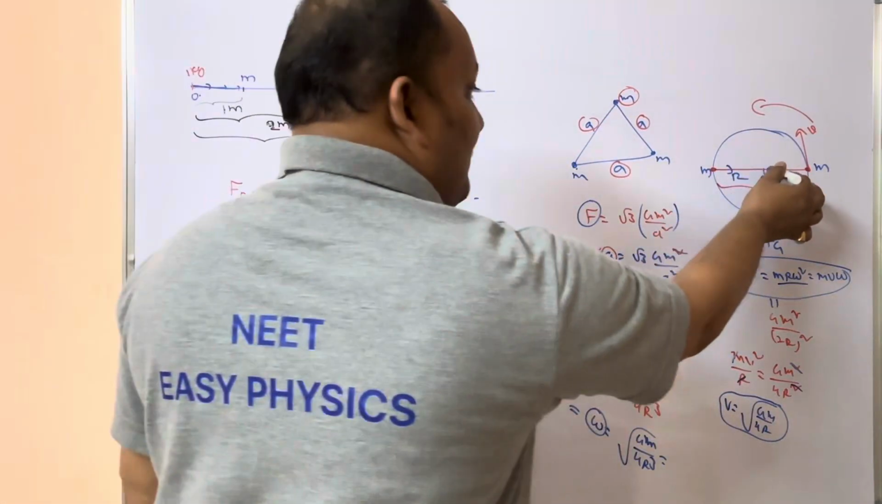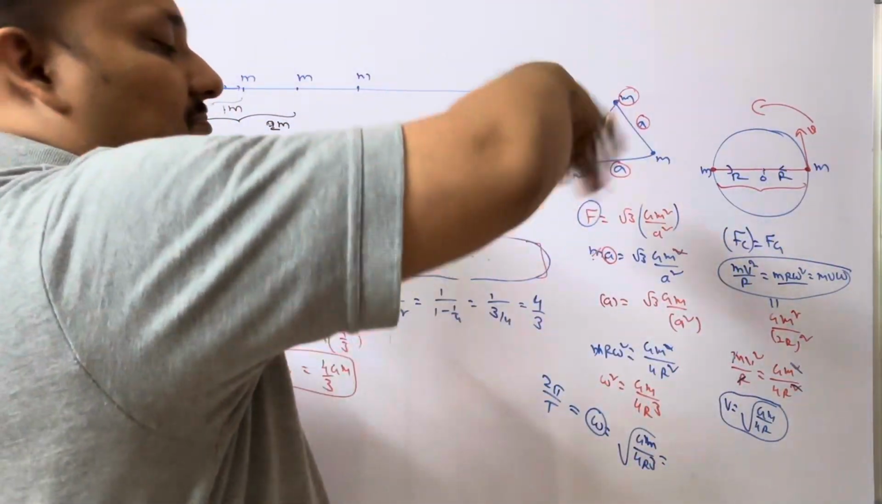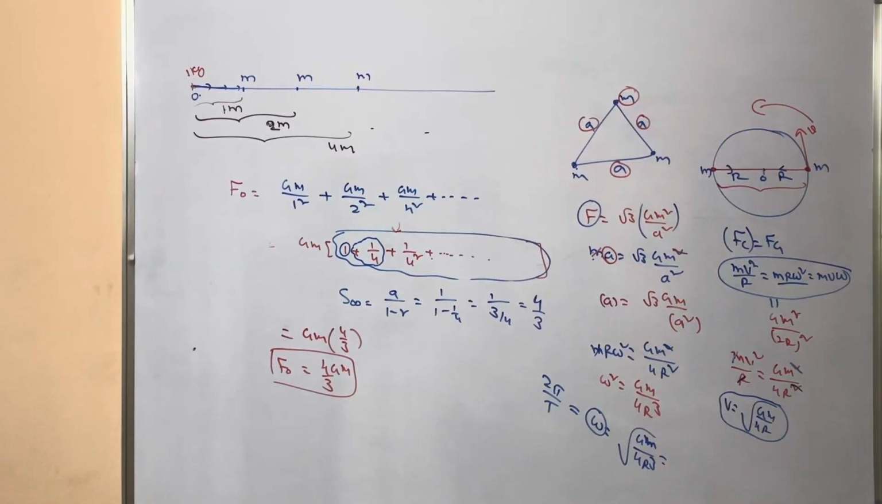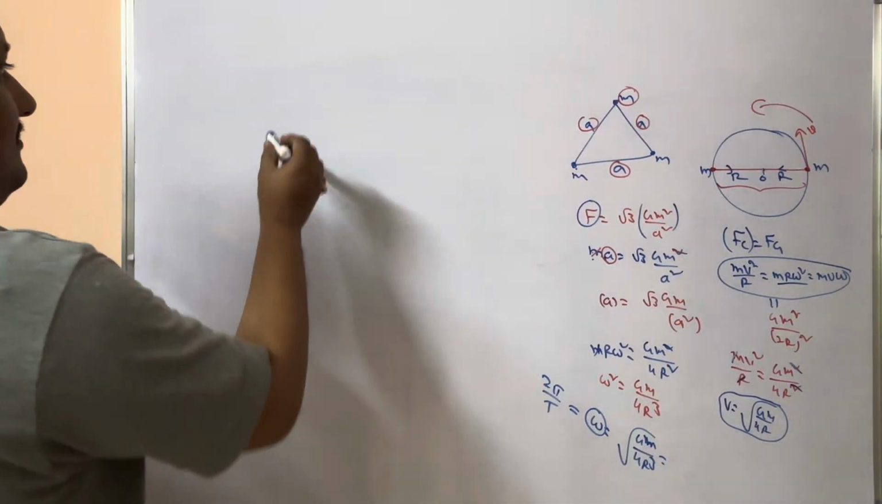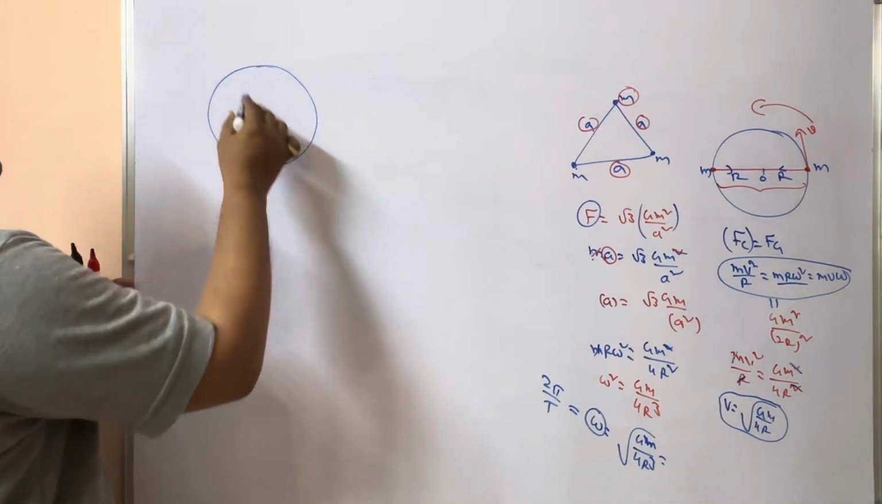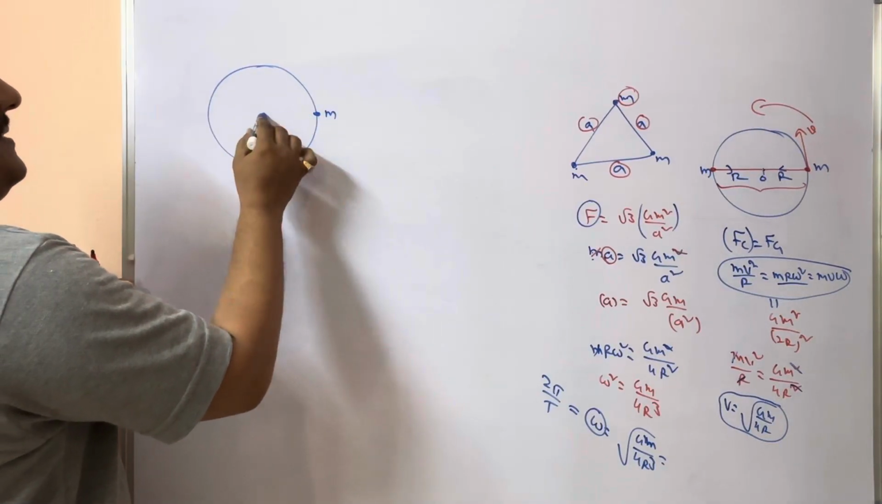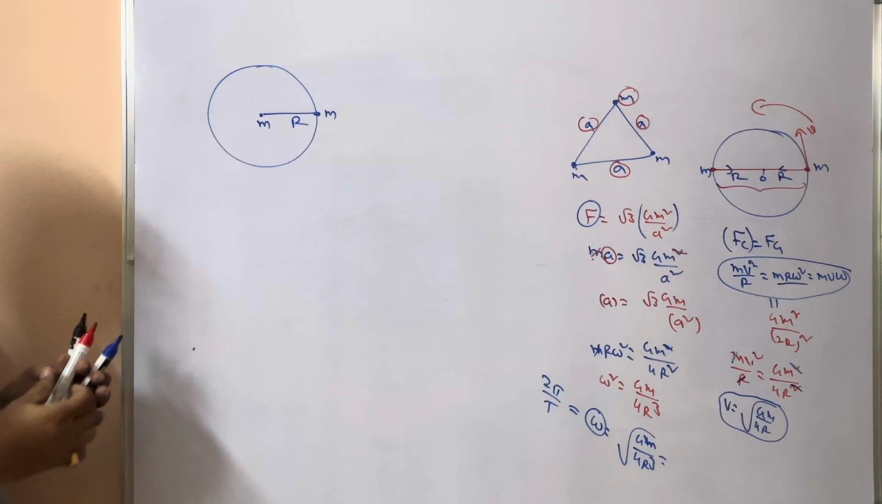Sometimes one of the masses will be at the center, and only one mass is going to be revolving. In that case also, we will do like that. Here, one mass is at the center, and another mass is going to be revolving in a circular path of radius r.